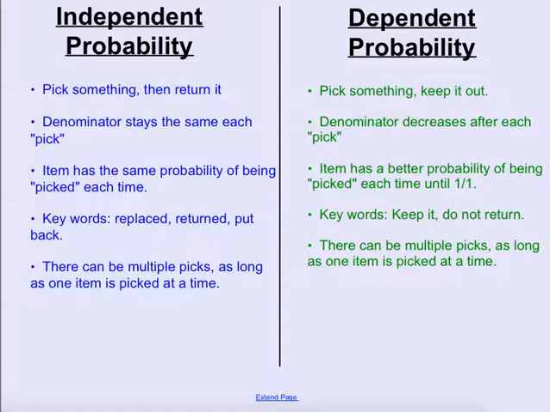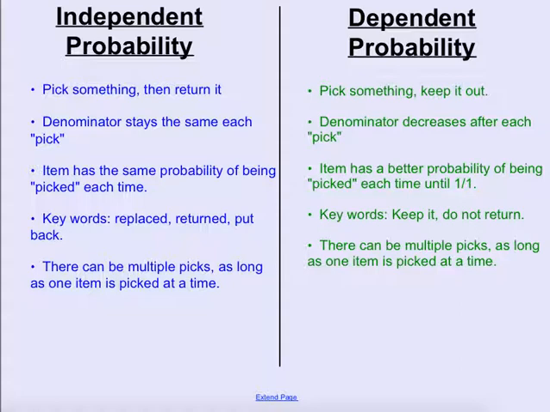Independent probability is when we pick something, then return it, which makes the denominator stay the same. And the item has the same probability of being picked each time, just like we said in our popsicle stick example. We have 1/25th the first time and 1/25th the second. Key words for this are you can replace it, return it, put it back. And we can do multiple picks, that's fine, but we have to pick one at a time.